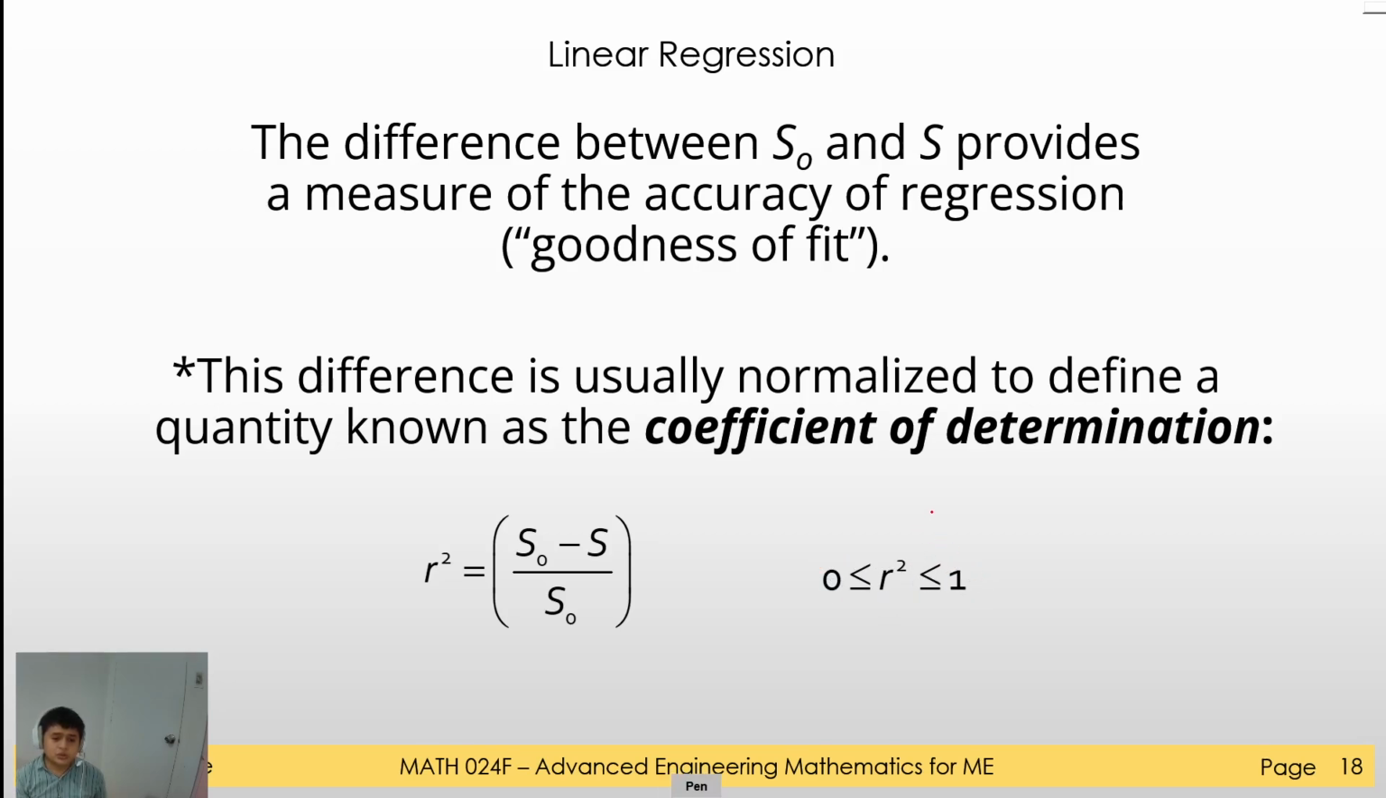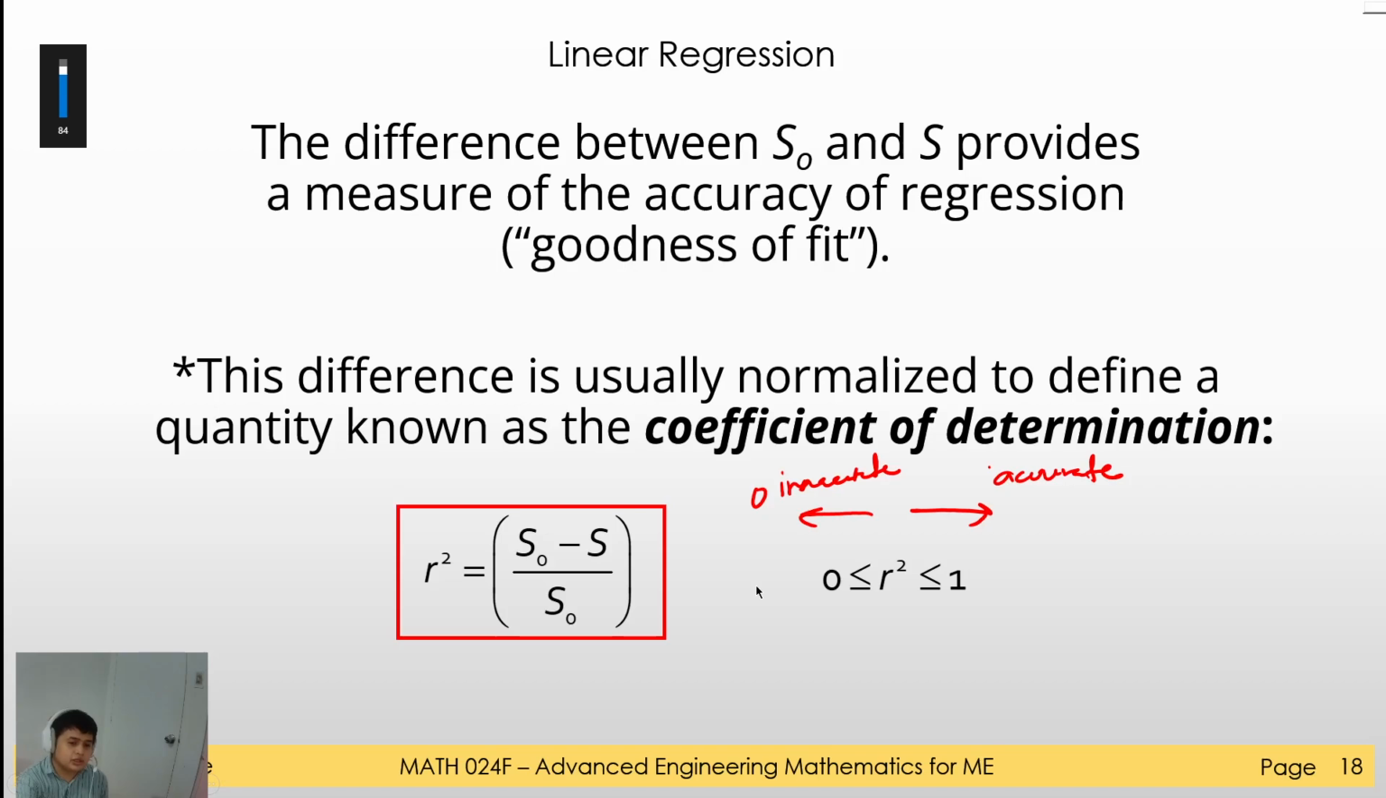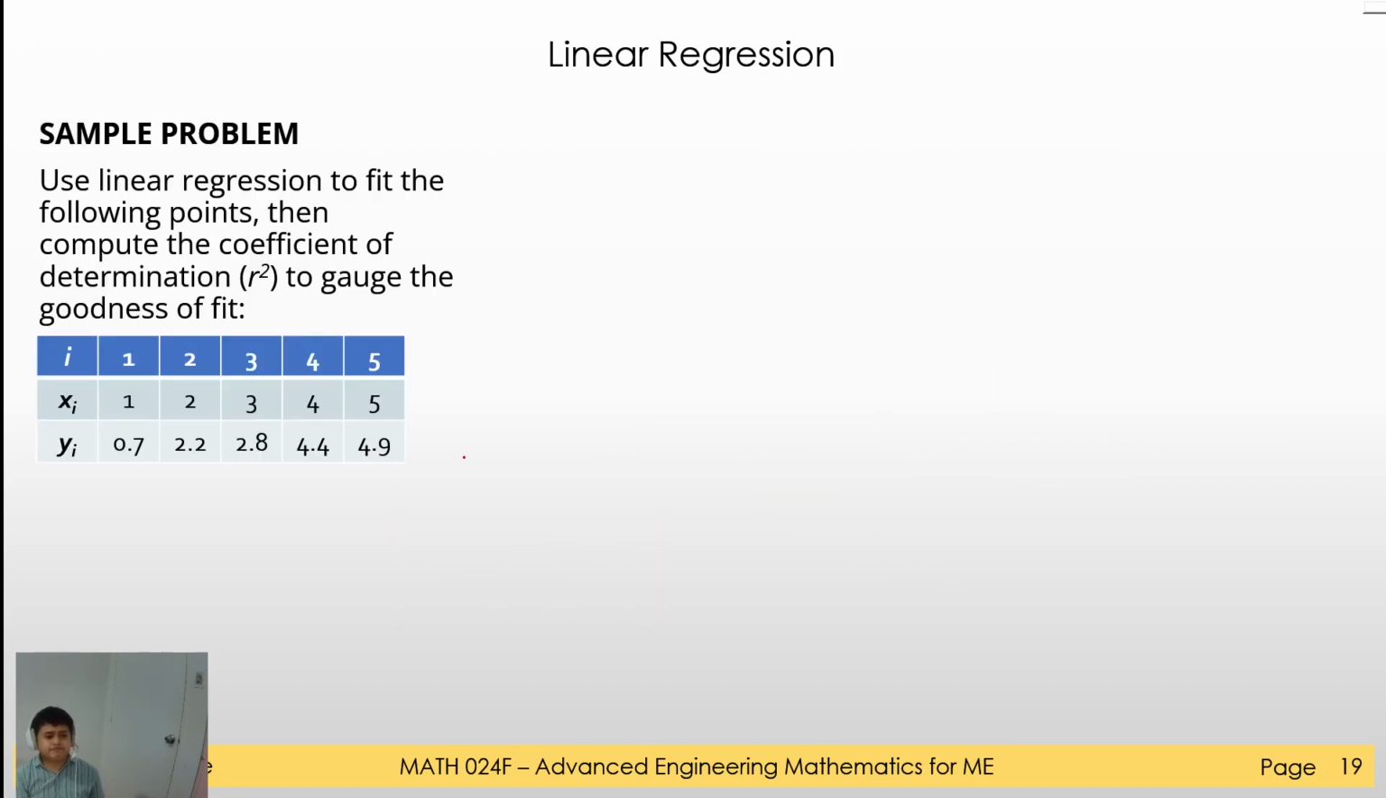If it is closer to 1, it is accurate. If it is 1, it is perfect. If it is closer to 0, then it is an inaccurate prediction. That is what you should remember. So let's try solving this simple problem. Use linear regression to fit the following points, then compute the coefficient of determination r squared to gauge the goodness of fit. So how do we do this now?